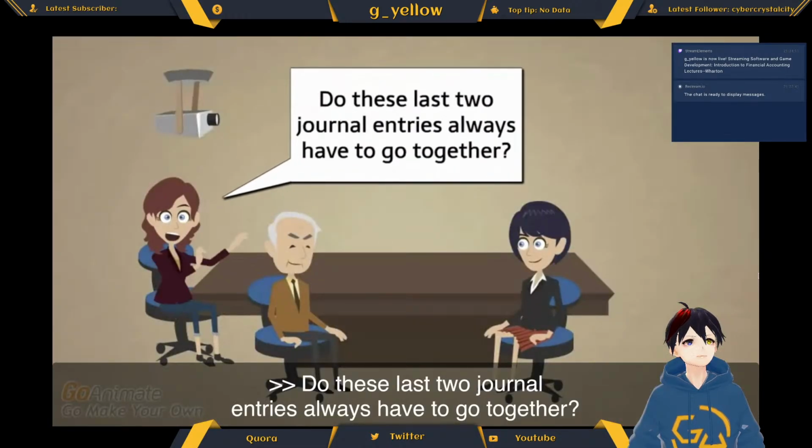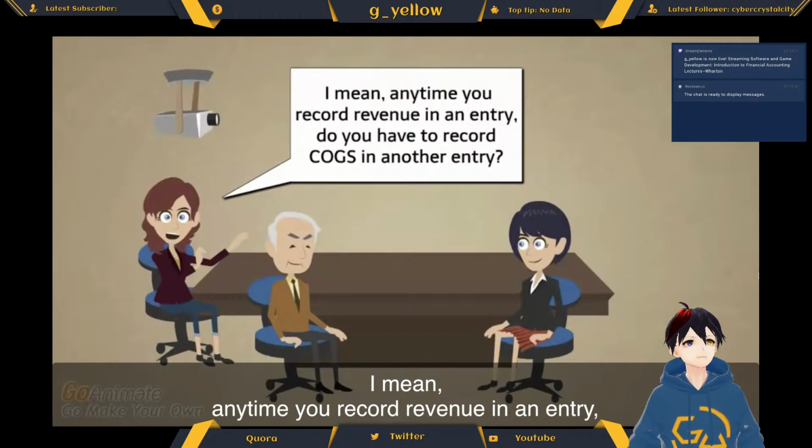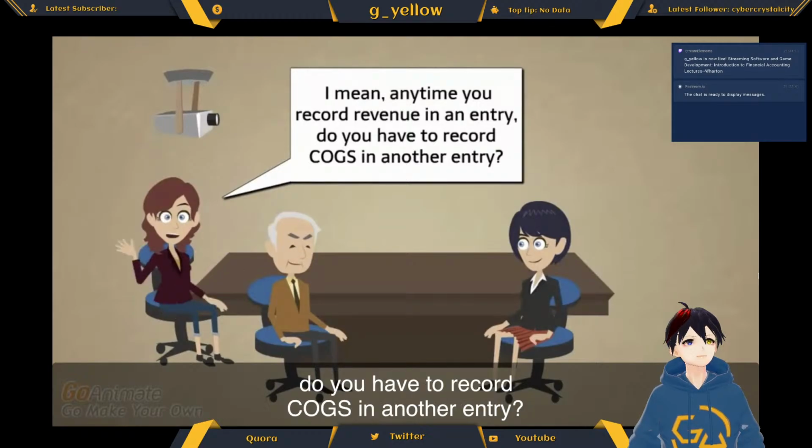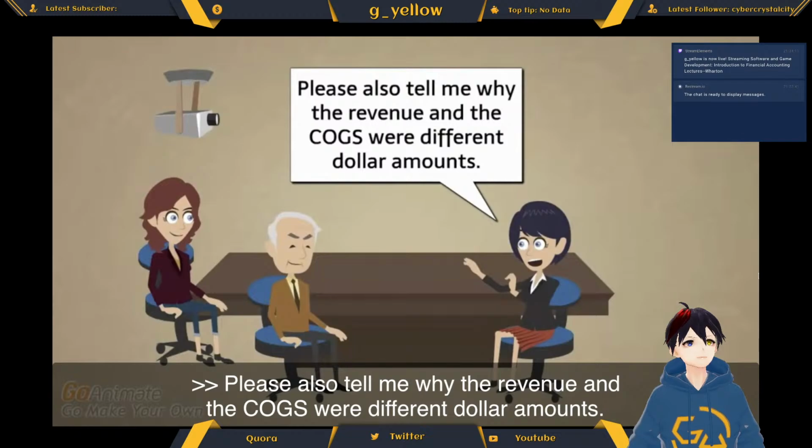Do these last two journal entries always have to go together? I mean, anytime you record revenue in an entry, do you have to record COGS in another entry? Please also tell me why the revenue and the COGS were different dollar amounts.